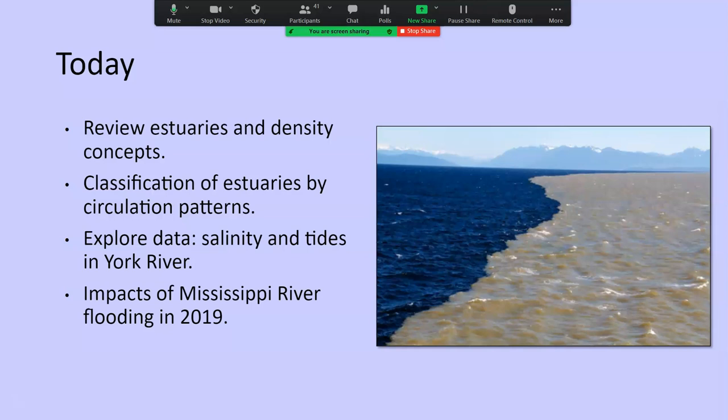We're going to understand classification of estuaries by circulation patterns. We're going to explore data involving salinity and tides in a river in the Chesapeake Bay, and understand the impacts of Mississippi River flooding in 2019.